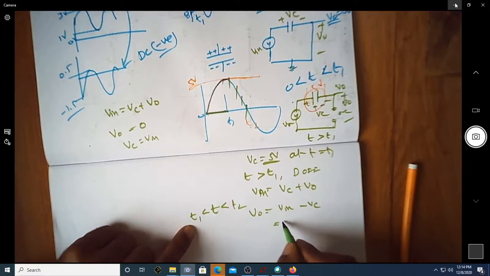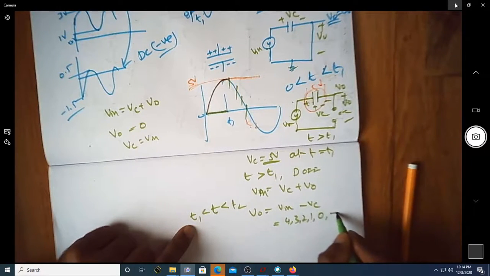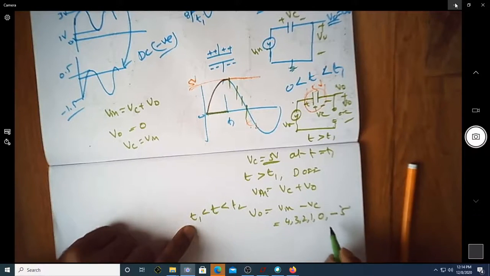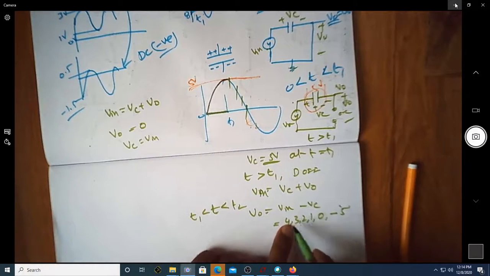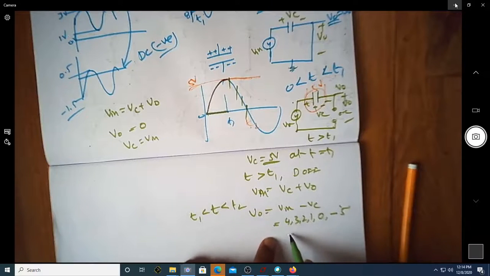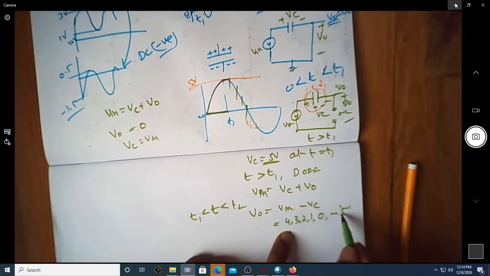So assume that now the input voltage can be 4, it can be 3, it can be 2, it can be 1, it can be 0, but this is always 5 volt, always 5 volt. When it is 4, what is the voltage? 4 minus 5 is equal to, of course, minus 1 volt, and you can see 3 minus 5 is equal to minus 2 volt, minus 3 volt, minus 4 volt, and minus 5 volt.